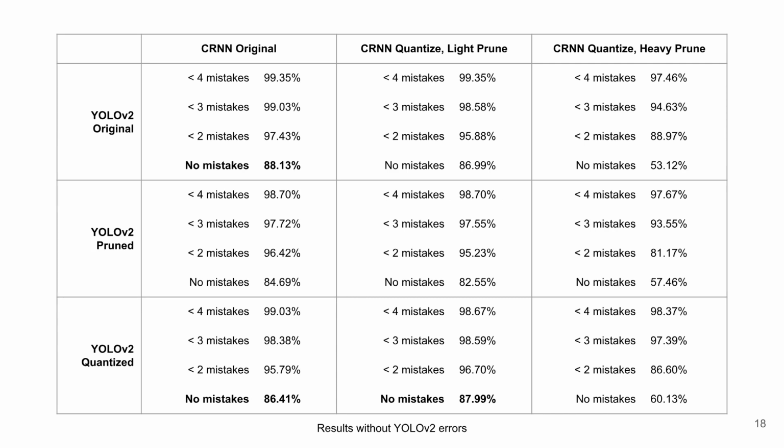Our best accuracy is 88.13%. As the YOLO becomes pruned and quantized, that accuracy lowers to 86.41%. This is in part due to the quantization and accuracy loss on the YOLO side. However, it is made up in part somewhat due to the CRNN side of things. Finally, the CRNN is quantized and lightly pruned to yield a final result of 87.99%, which is only slightly lower than the accuracy of the original networks.